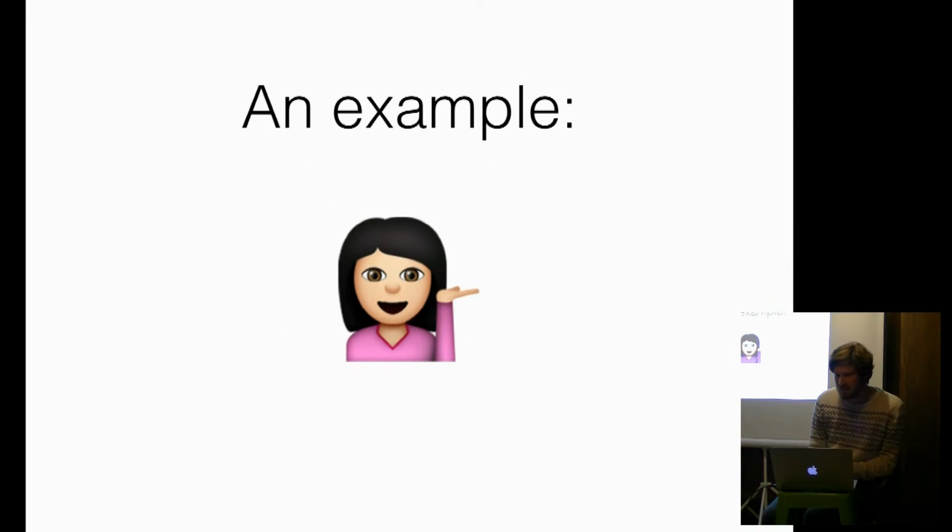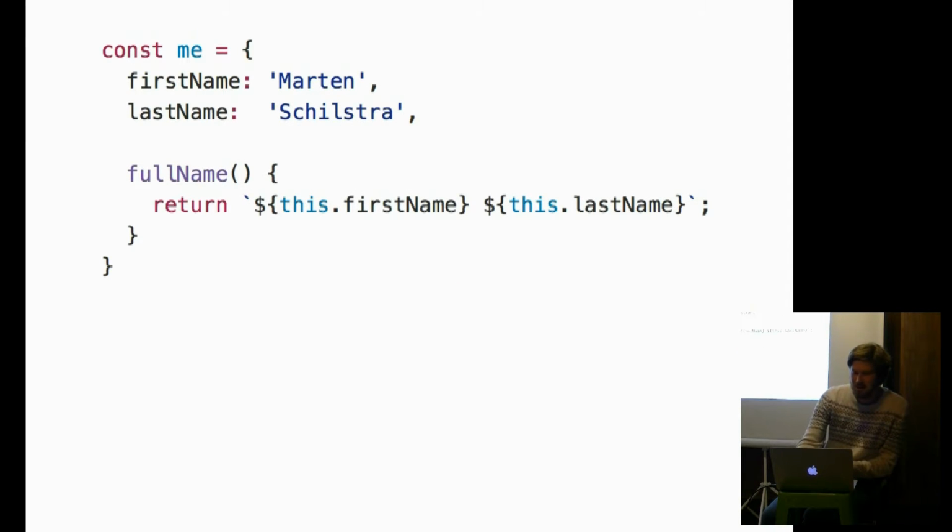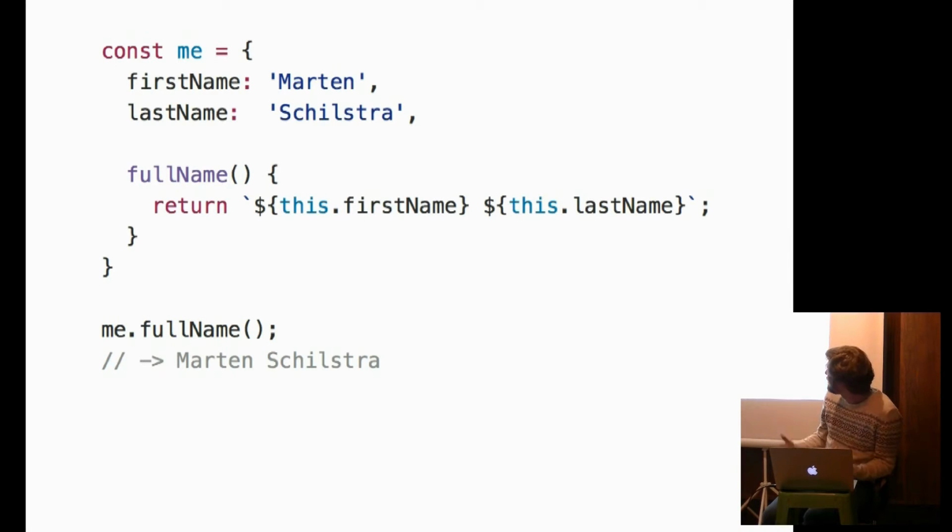So let's start with an example. Here we have a small object with first name, last name, and a function that adds the two names together and gives a full name. But what if we try this? Then you get my name.